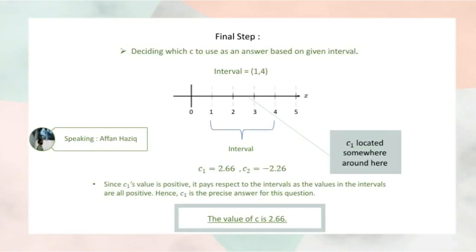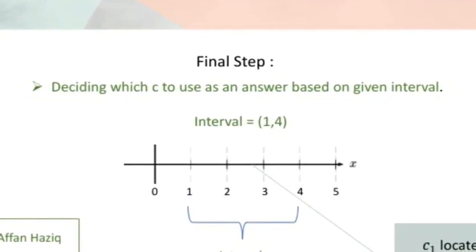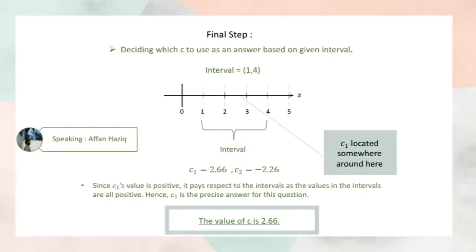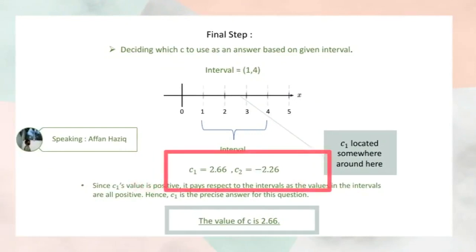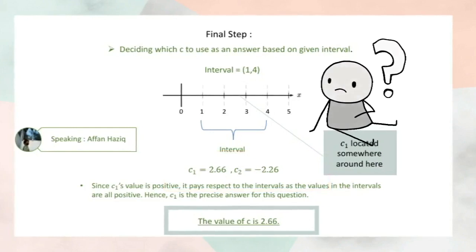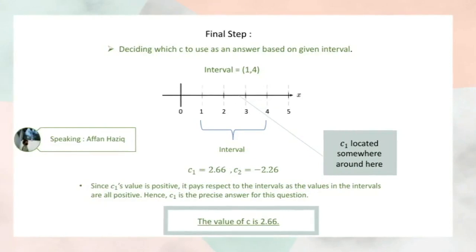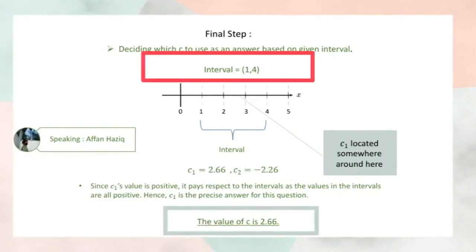In this final step, we will be deciding which c to use as an answer based on our given interval. From what Safa has stated just now, we have found two c's. The first one is positive 2.66, meanwhile the second one is negative 2.26. So which one of these c's is the correct answer? In order for us to decide, we need to use the given interval. The given interval is 1 to 4.